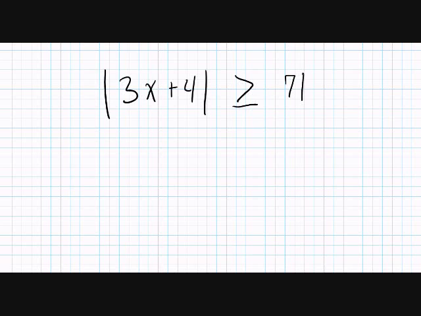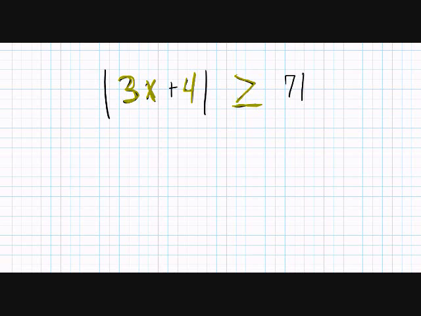And what does it mean to have an inequality like this? It means if I take some number x, and multiply it by 3, then I add 4 to it, that number, whatever I get, should be further away from 0 than 71. Remember, this is greater than or equal to. It should be at least 71 units away from 0.